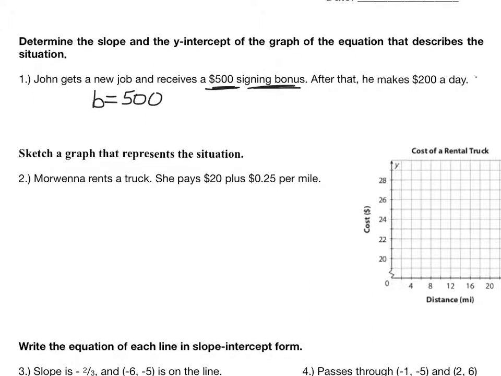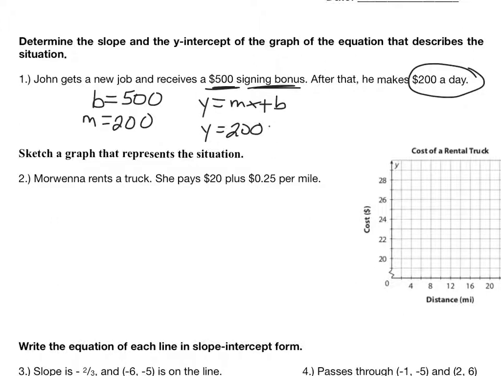But then we have this constant rate of change, $200 a day. Remember, anytime we have a constant rate of change, that's going to be your slope. And your slope is going to be 200. If we were to write this in slope-intercept form, which is y equals mx plus b, it would be y equals 200x plus your y-intercept, which is 500.